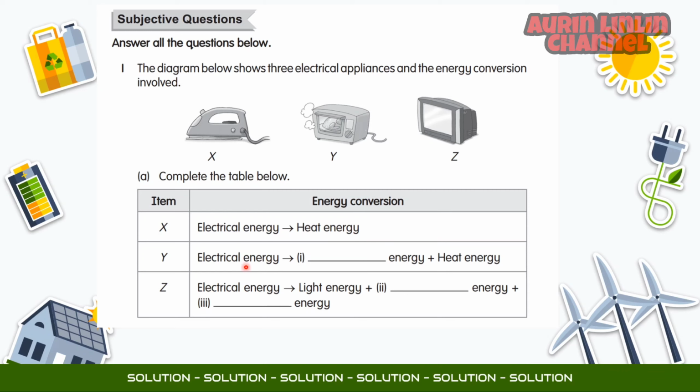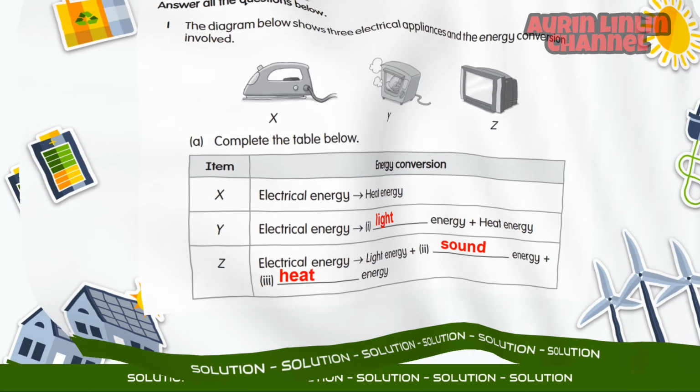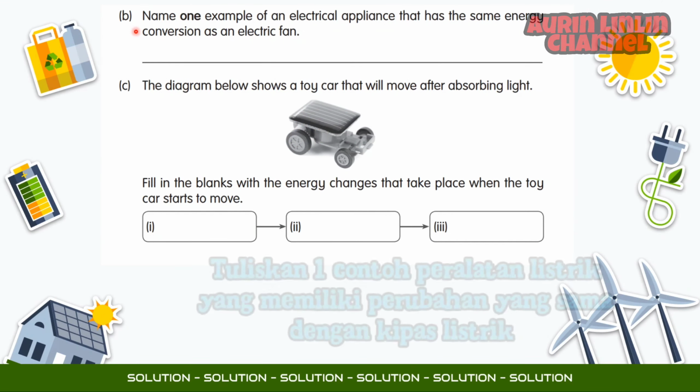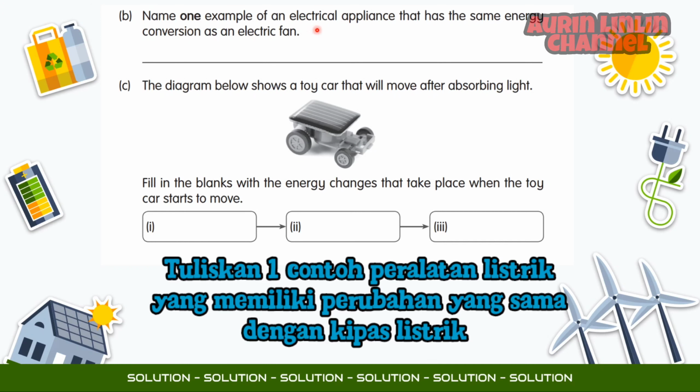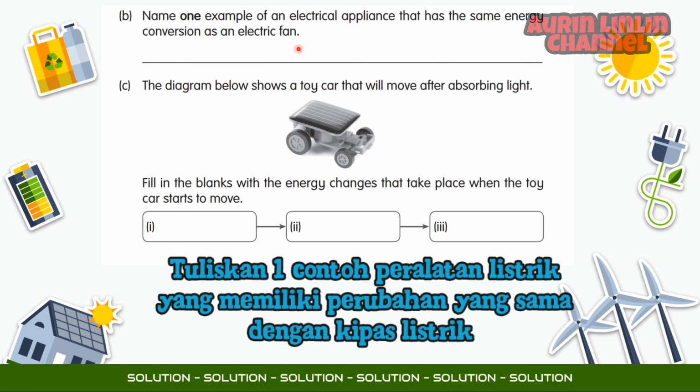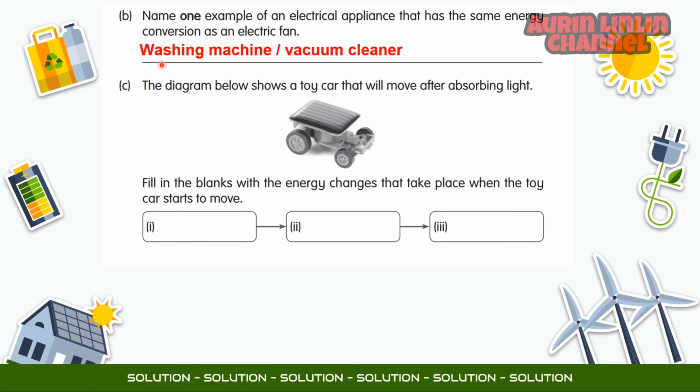Item Y. Electrical energy to light energy and heat energy. Item Z. Electrical energy to light energy, sound energy, and heat energy. Question B. Name one example of an electrical appliance that has the same energy conversion as an electric fan. And the answer is washing machine or vacuum cleaner.